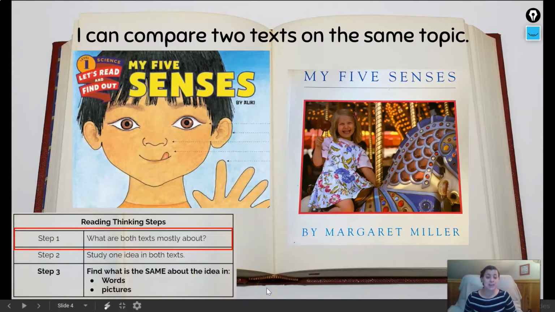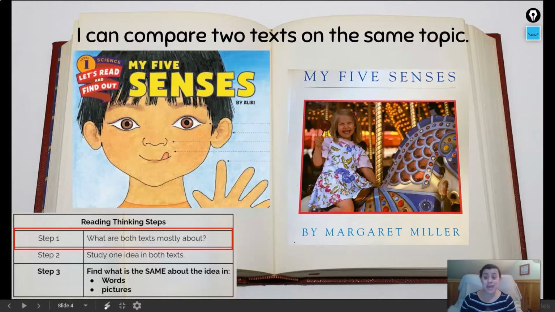We're going to start at step 1. What are both texts mostly about? Let's quickly look at the pictures on the covers of My Five Senses by Aliki and by Margaret Miller. Think about how the details are connected. Your teacher's going to pause the video and talk to you about what is the same on the front cover of My Five Senses by Aliki and My Five Senses by Margaret Miller.